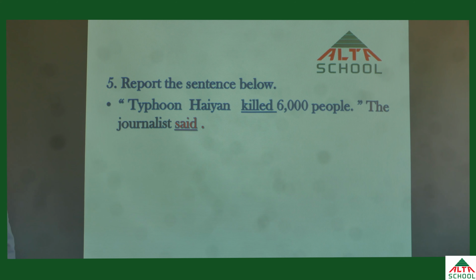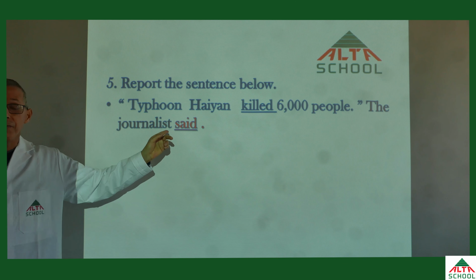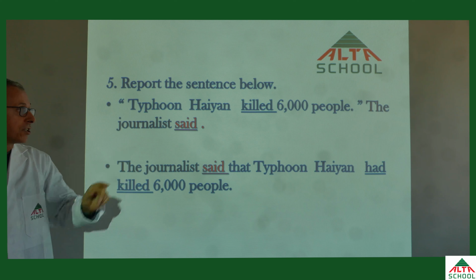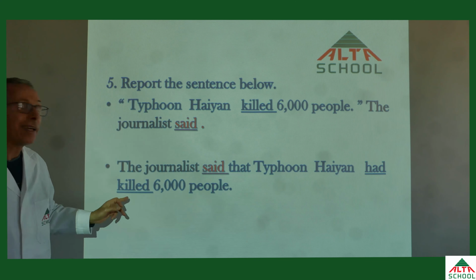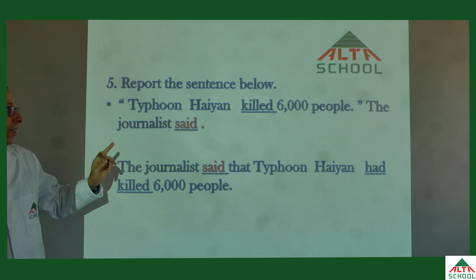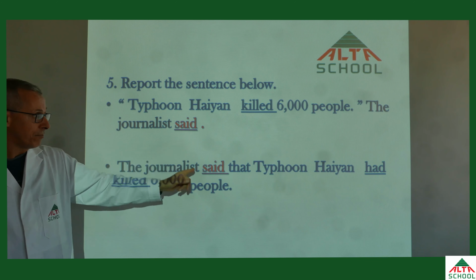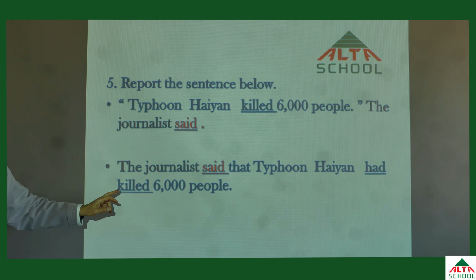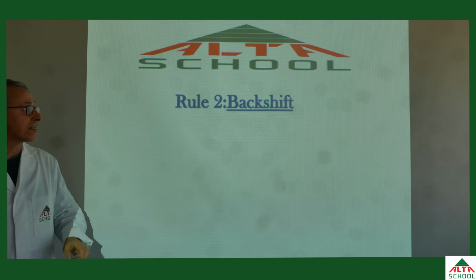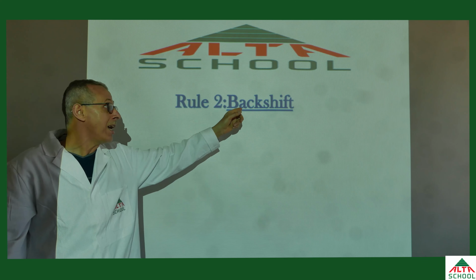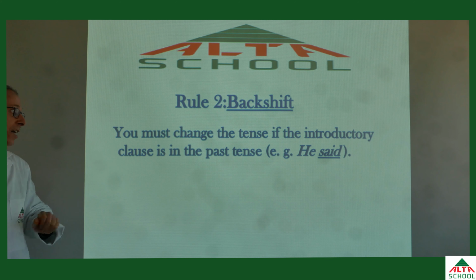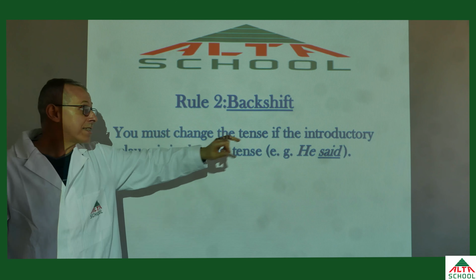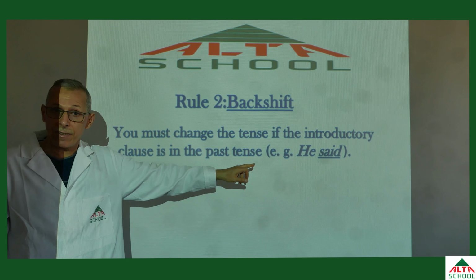Très bien. Right. So let's see here we have the same sentence, but be careful. The reporting verb is in the past. So if we change it to reported speech, we say the journalist said that Typhoon Haiyan had killed. Okay? So since the reporting verb is in the past, automatically we have to go backward in the past. So rule number 2, here we have to apply backshift. We said in the first one, no backshift, but now there is backshift. You must change the tense if the introductory clause is in the past tense.